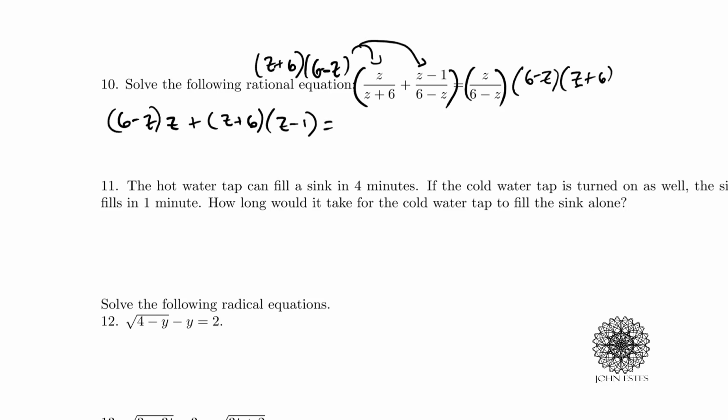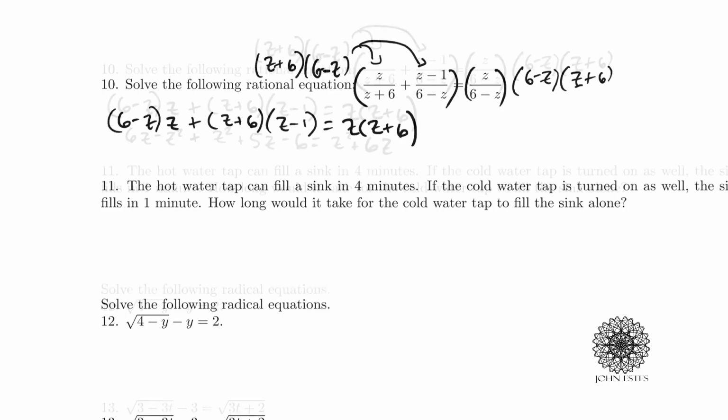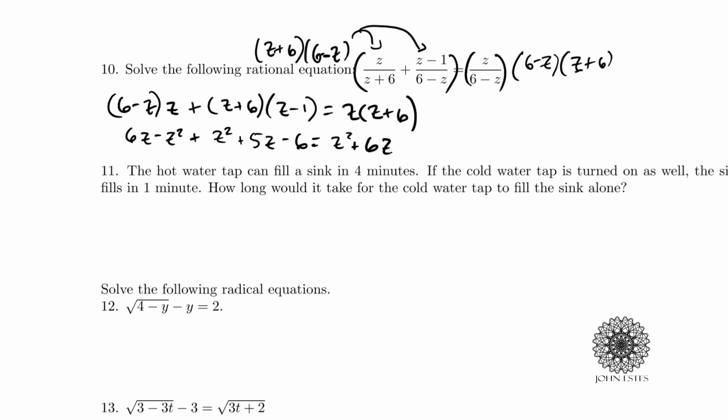And on the right side of the equation, the 6 minus z's cancel out. And I'm left with a z times a z plus 6. Now I have a quadratic equation, and we can solve it pretty quickly. So I'm going to clean it up, and then we'll see. So first of all, cleaning it up, I have 6z minus z squared plus z squared plus 5z minus 6 equals z squared plus 6z.